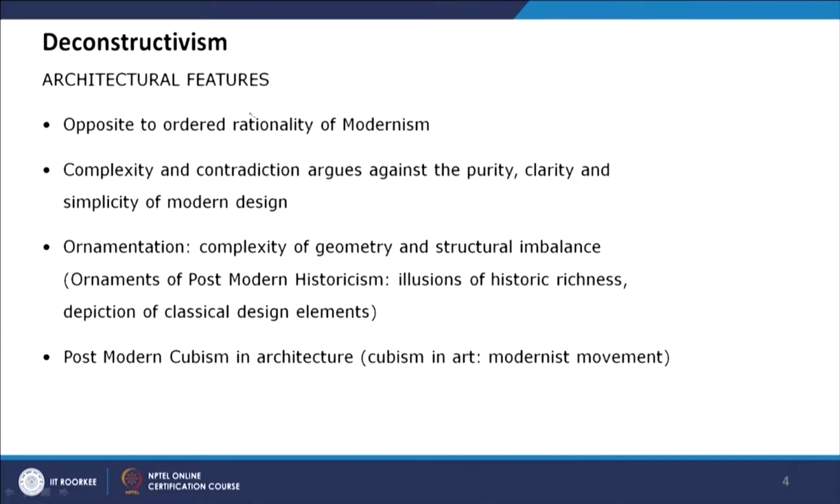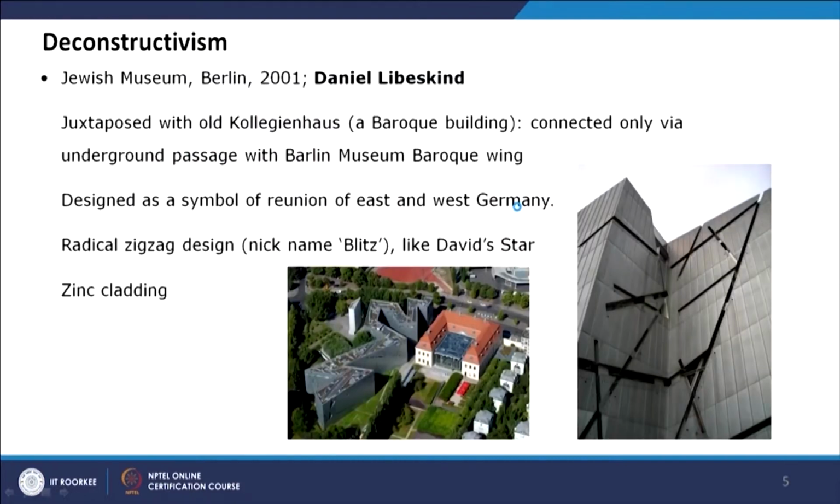So it's opposing the ordered rationality of modernism. It's complex and in contradiction to the purity, clarity and simplicity of the modern internationalist movement. It has ornamentation, complexity of geometry and structural imbalance, and it has a connection with modern cubist art and Russian structuralism.